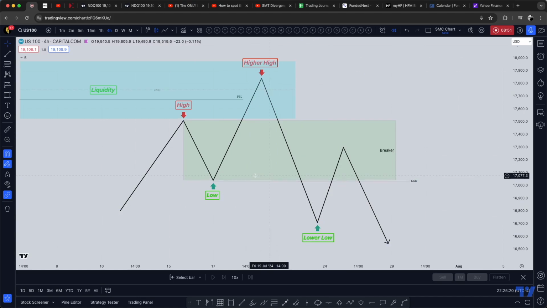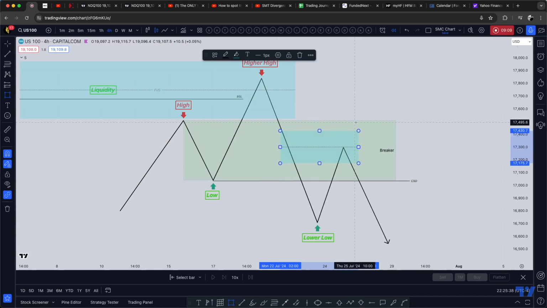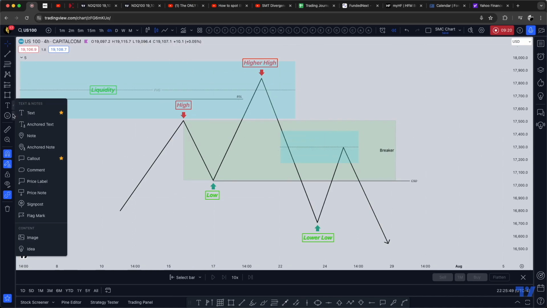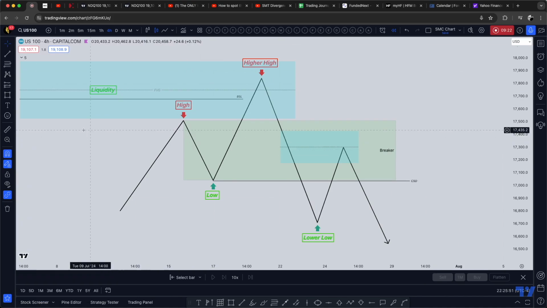As soon as the price breaks right here, we do have a change in the state of delivery. We have a breaker block. And most of the times, it should be a must right here. When the price displaces to the downside and breaks this low, it will create a fair value gap. Probably not 100% of the times, but most of the times. So if you pay close attention, that fair value gap on top of the breaker is known as the unicorn. So the unicorn pattern from ICT.